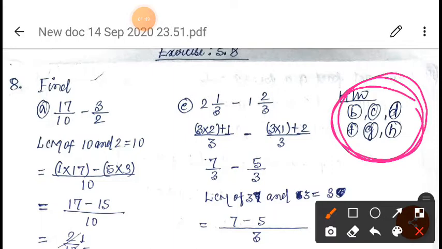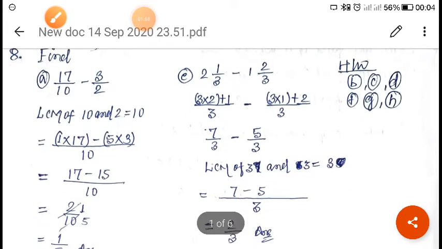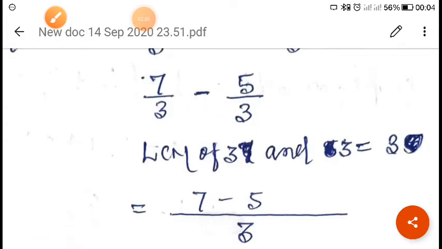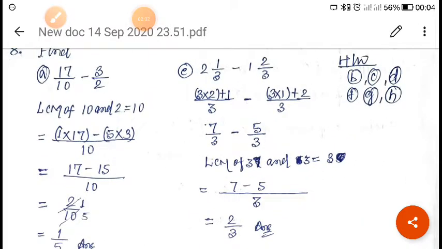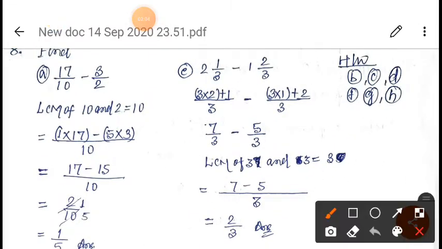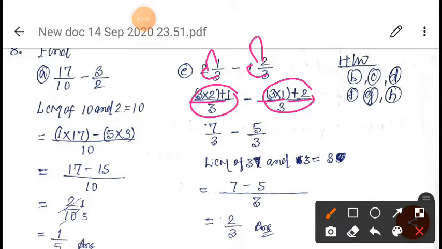In number E, it is given like this, as you can see. First, 2 1 by 3 minus 1 2 by 3. First of all, we will multiply this with this, and after that we will add this. So as you can see, 3 into 2 plus 1 by 3, and 3 into 1 plus 2 by 3, right? So 3 twos are 6 plus 1, 7 by 3, and here also 3 into 1 plus 2, we will get 5 by 3.